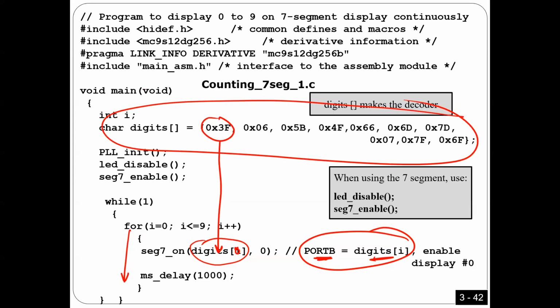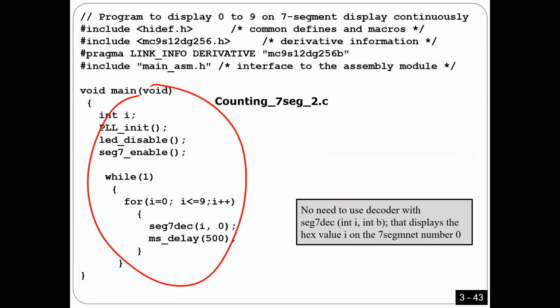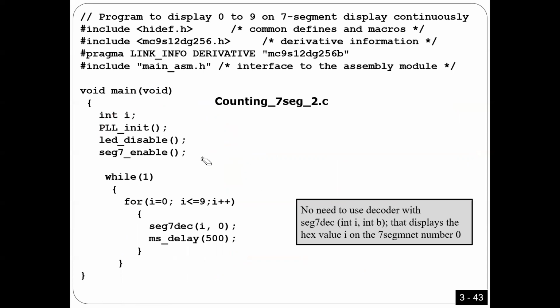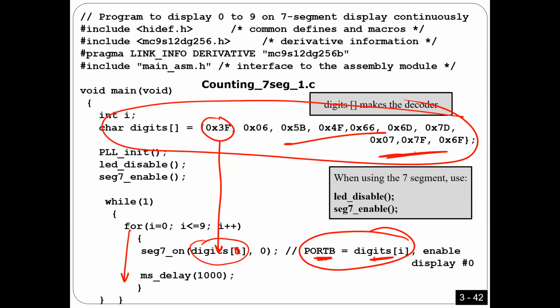Why? Because details are hidden in functions, and this is the main purpose of using C. I'm going to put all the details in a function, and you can just use the function. That's what I did. So now I don't need to create a table like this one, because it's already inside the function. All you have to do is use a different function.